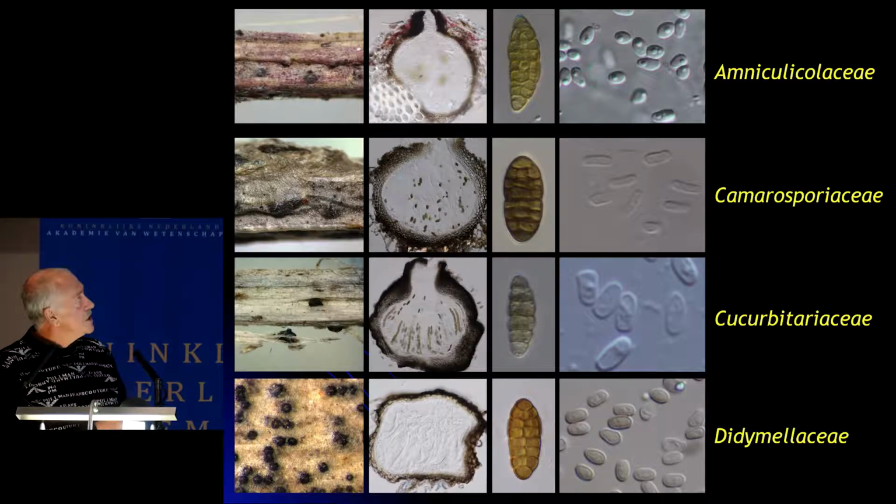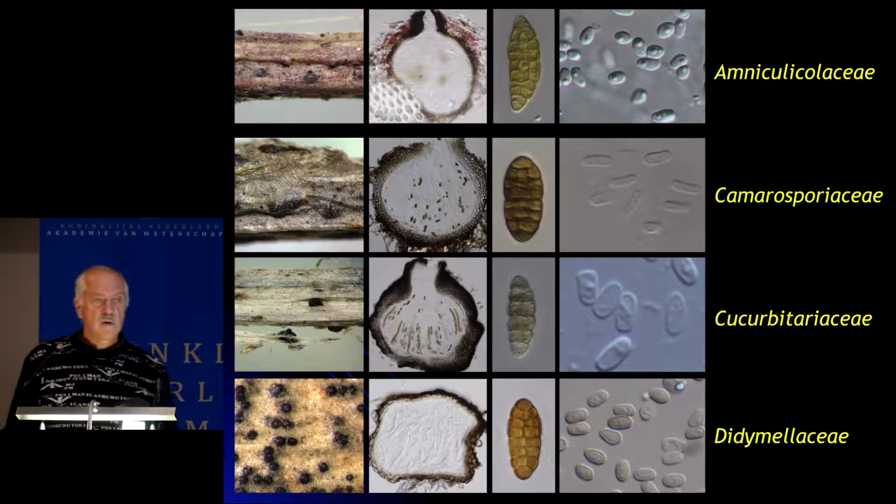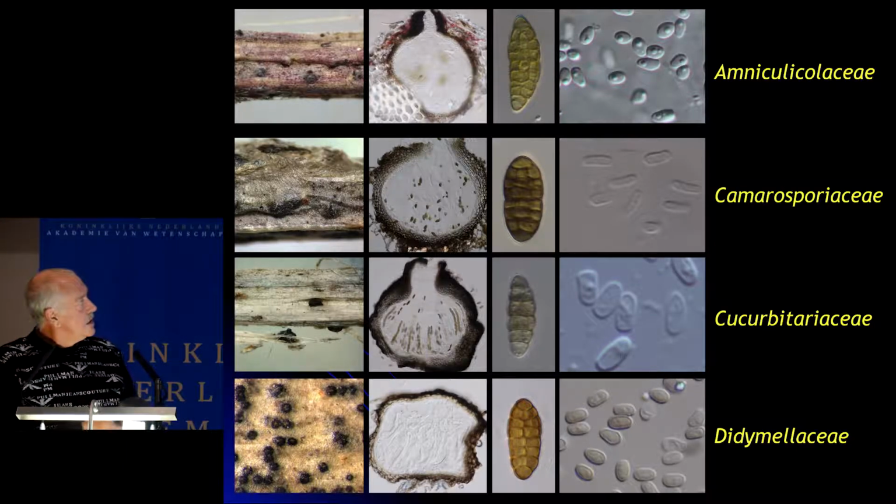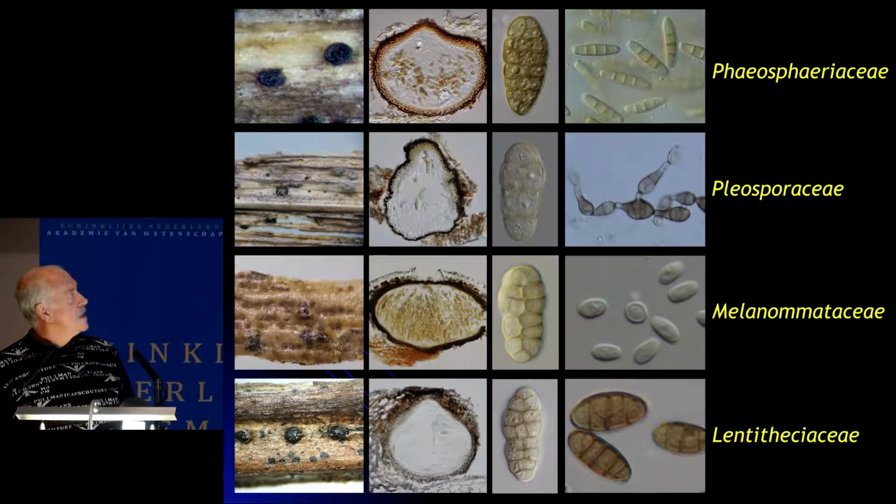Okay, so instead of using the sexual spore to place something, does it help to use the asexual state? So these are the fungi I showed you before, which all belong in different families, and these are their asexual states. So they all look like Phoma asexual states. So you can see, at least in this bunch, you can't use the asexual state to predict the family. And if you move to some more families, there's another Phoma-like one in the Melanommataceae.